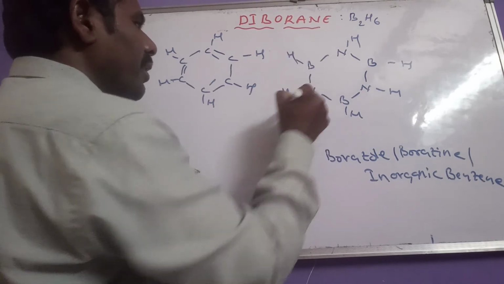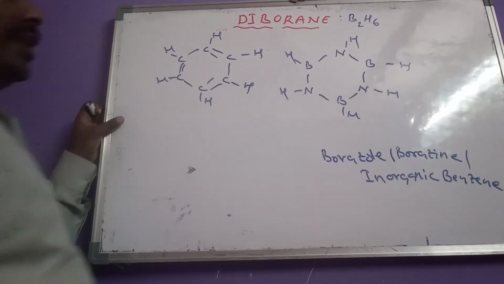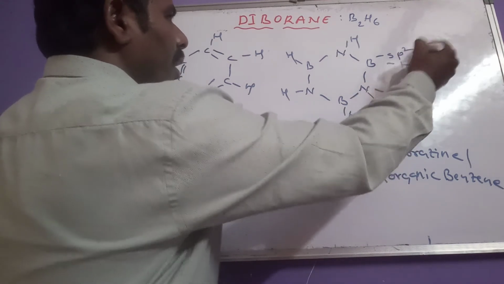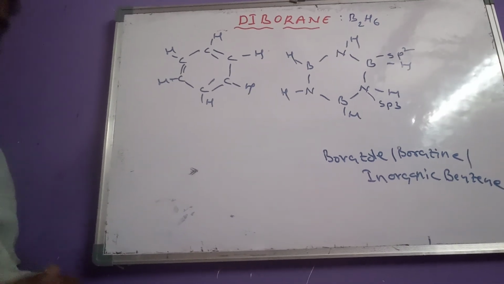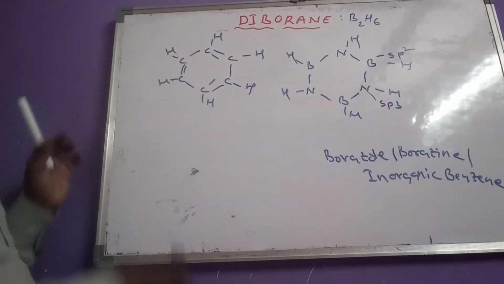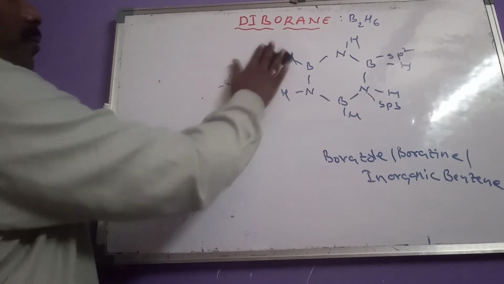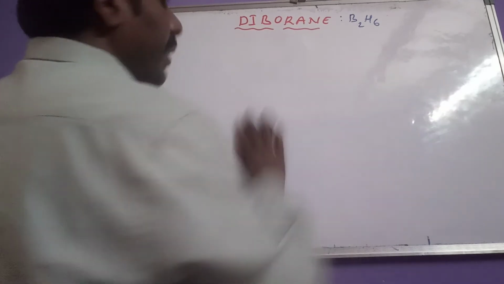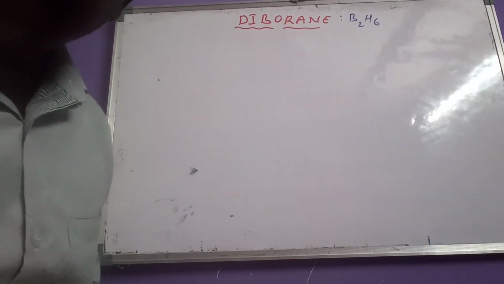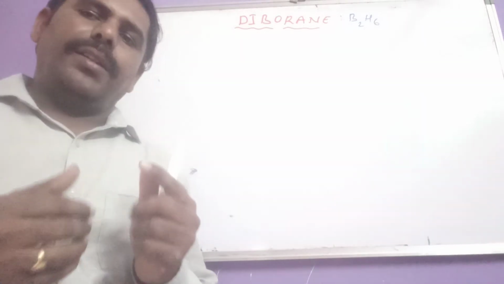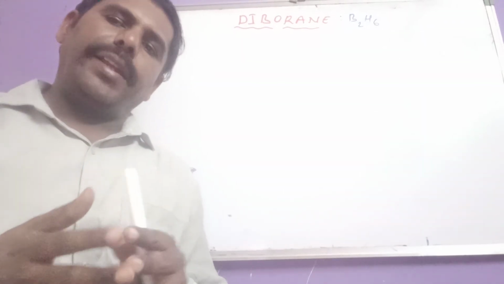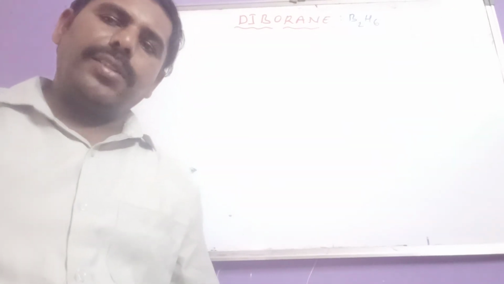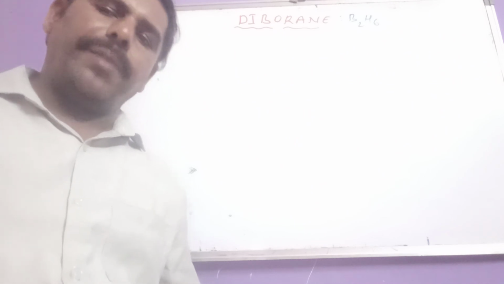This is called inorganic benzene. Okay, in this nitrogen undergoes sp3 hybridization and boron undergoes sp2 hybridization. So this is called inorganic benzene, borazole or borazine. So this is the reaction of diborane with ammonia. So these are the preparation and chemical properties of diborane. Okay, in our next class let us go for the structure of diborane.